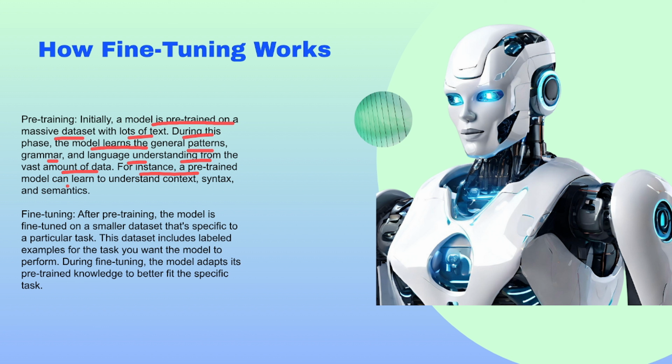For instance, a pre-trained model can learn to understand context, syntax, and semantics, which is already there. But in fine tuning, after the pre-training, the model is fine tuned on a smaller data set that is specific to a particular task. The data set includes labeled examples for the task you want the model to perform. During fine tuning, the model adapts its pre-trained knowledge to better fit the specific task.